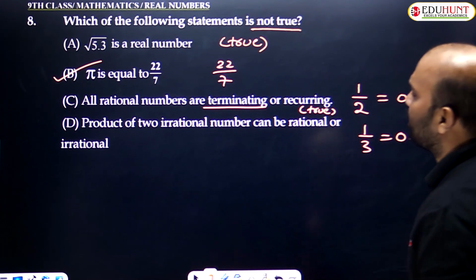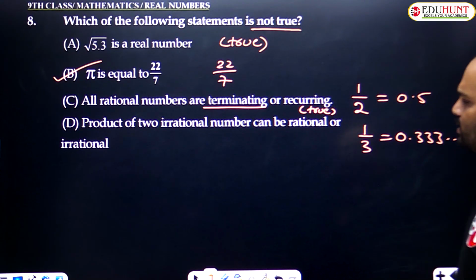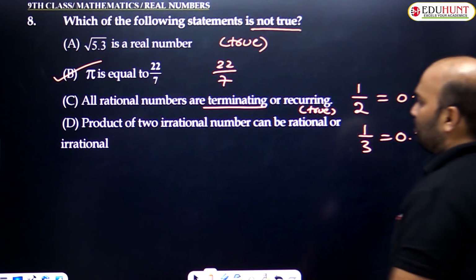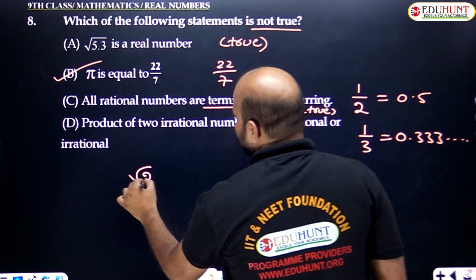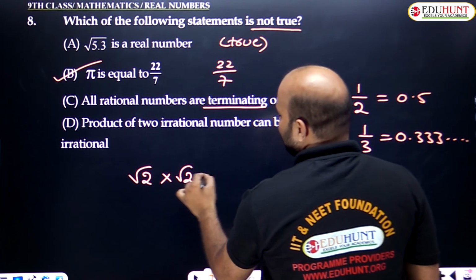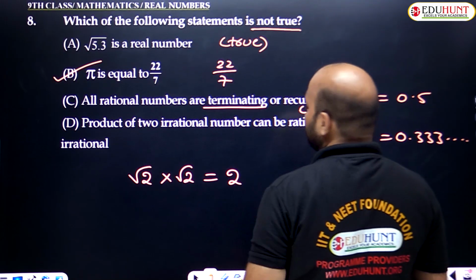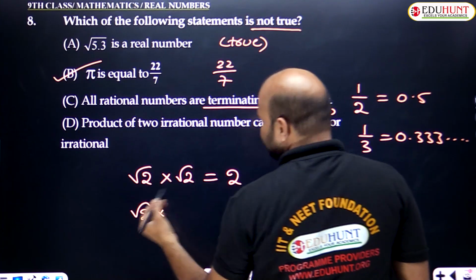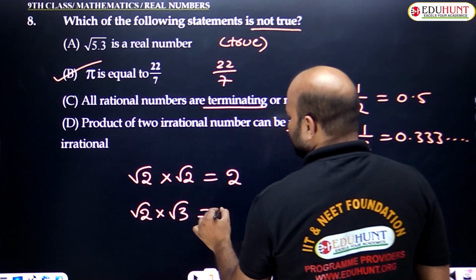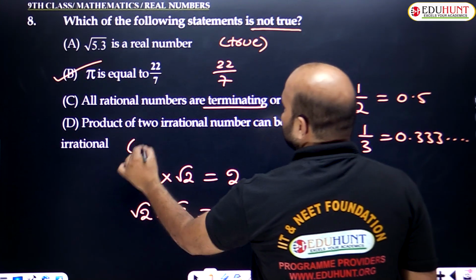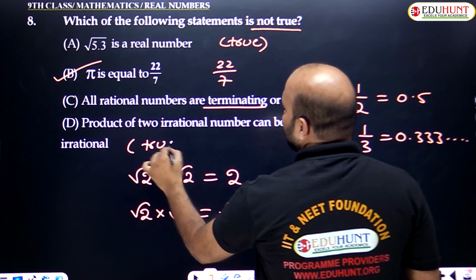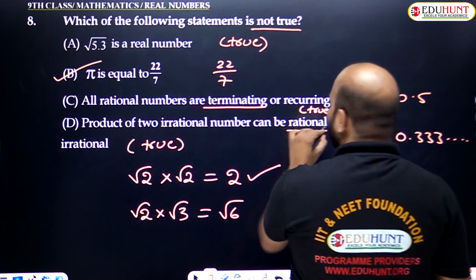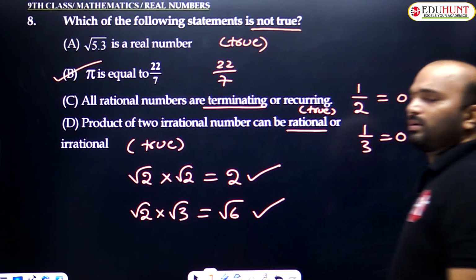What about the third? Product of two irrational numbers can be rational or irrational. So take the product of two irrational numbers, root 2 into root 2. What is the value? It equals 2, which is rational. What is the second? Root 2 into root 3 is root 6. It is irrational. So it is also a true statement. So the product of two irrational numbers can be rational or irrational.